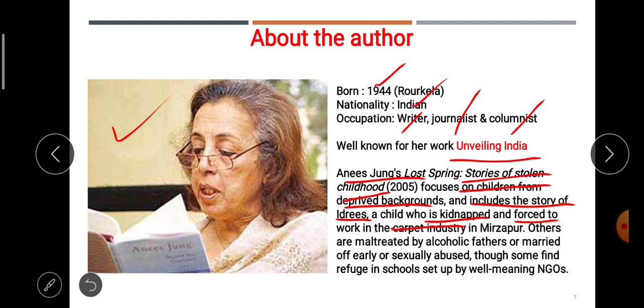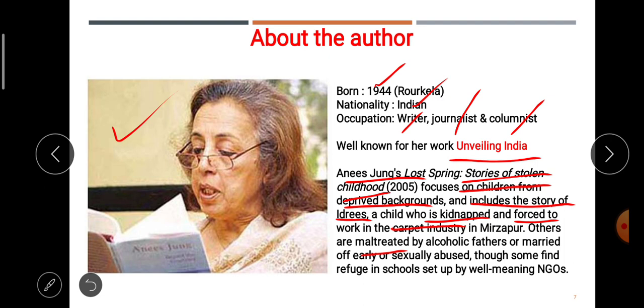Others are maltreated, other young children just like Idris. There are hundreds of thousands of young children who face the same situation, who fall victim in the hands of the people who use them as child labor and exploit them very badly.